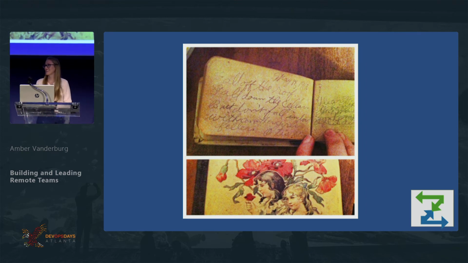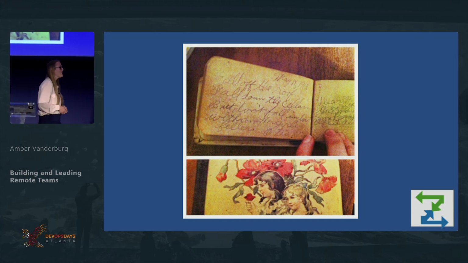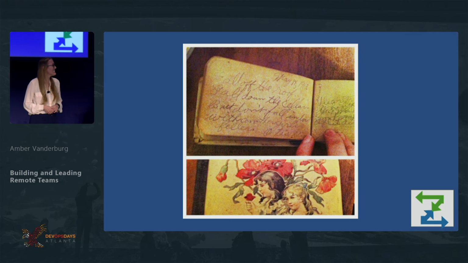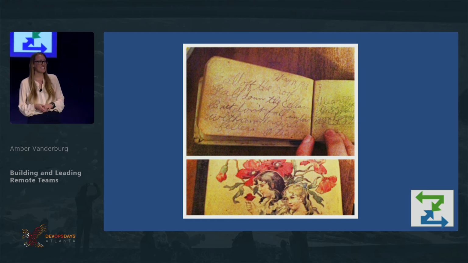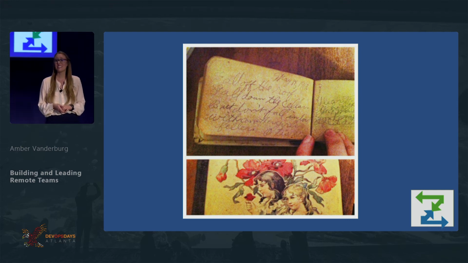This is a love letter. It was actually written to my great-grandmother in 1908, and it's from a man named Otis. And it reads, "Fall off the roof, fall down the cellar, but don't fall in love with another feller."